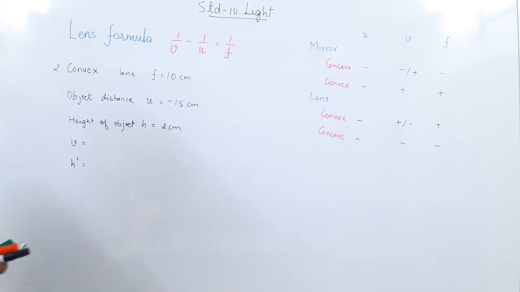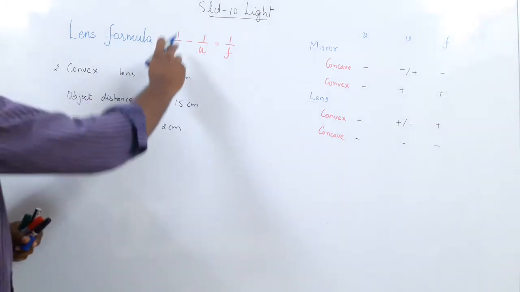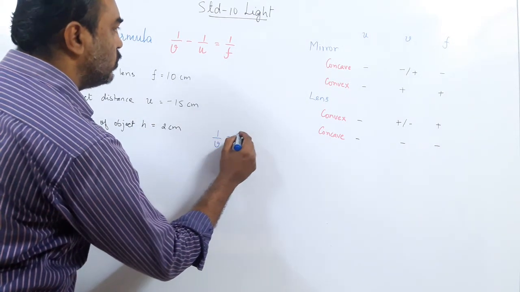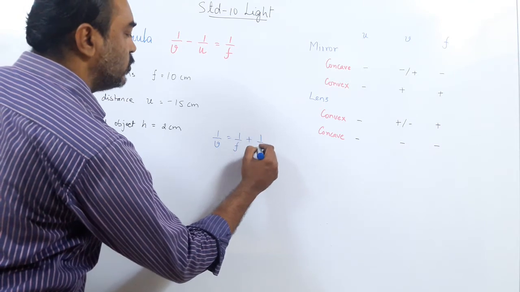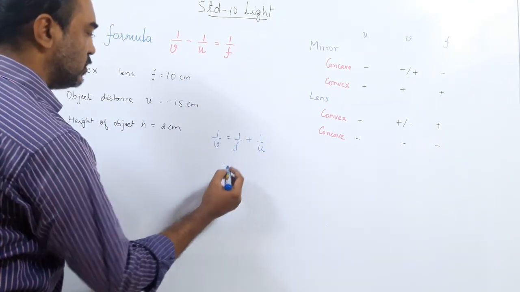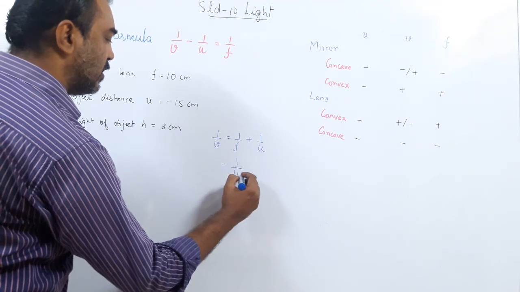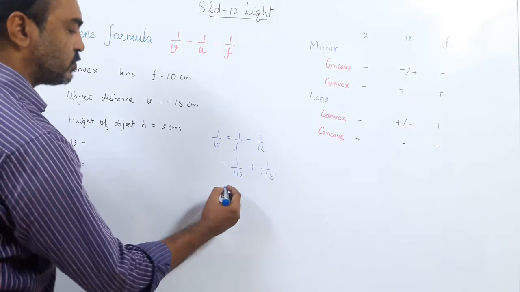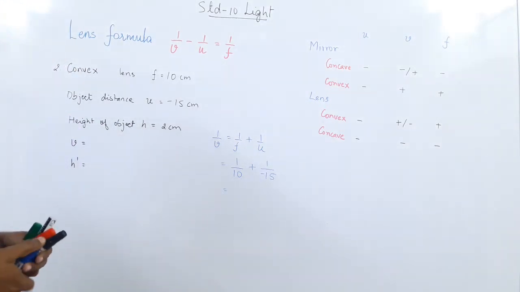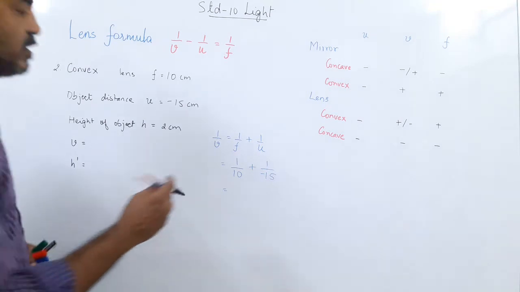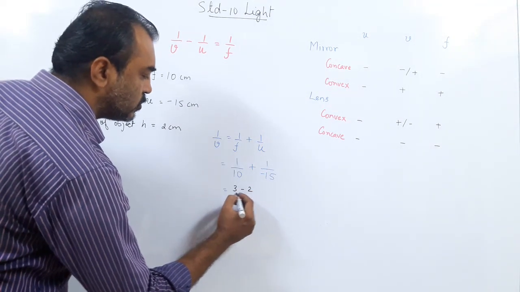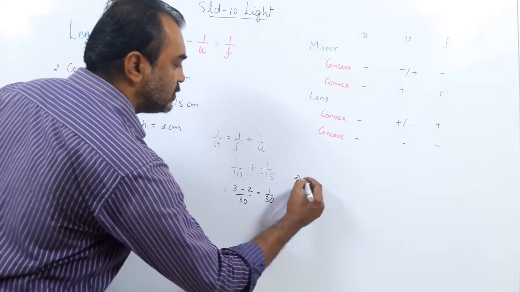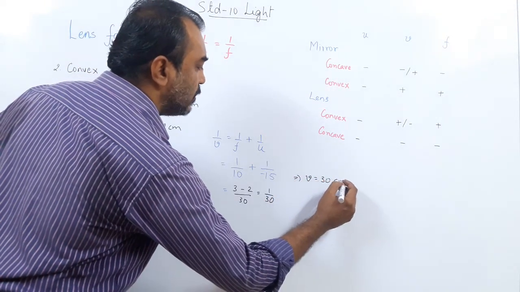So again, what is the lens formula? 1 upon V minus 1 upon U equal to 1 upon F. We have to find V. So we can write 1 upon V equal to 1 upon F plus 1 upon U. I have taken this on that side. So F is 10, plus 1 upon minus 15. Again, the LCM of minus 15 and 10 is 30. So we will get 3 minus 2 upon 30 equal to 1 upon 30. This implies V is equal to 30 centimeter.